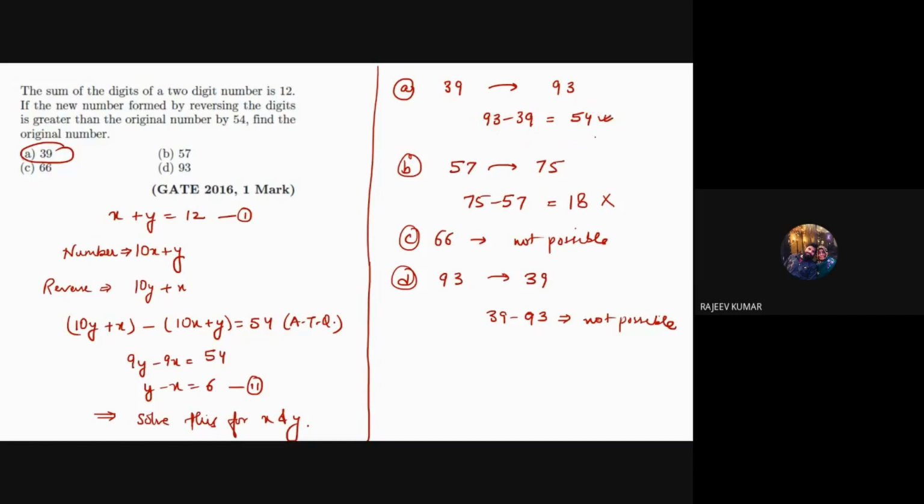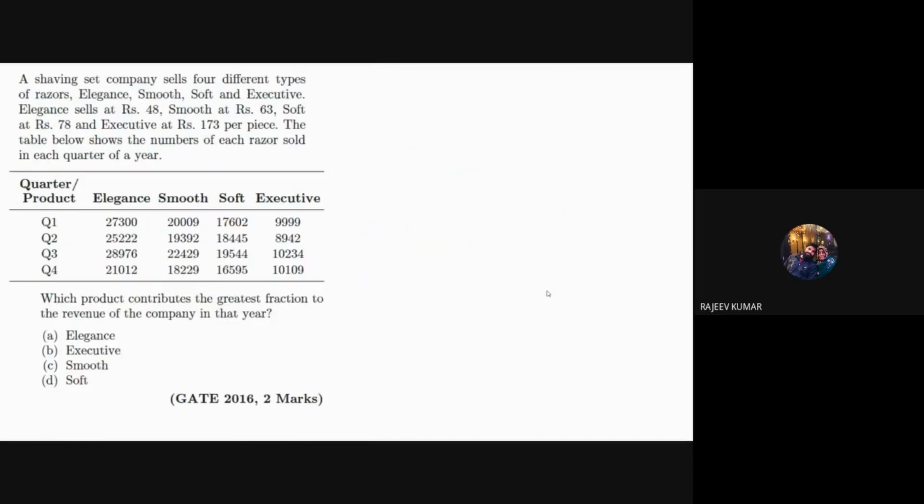Any of the approaches you can follow. क्योंकि एक मार्क का क्वेश्चन है, we can follow this kind of approach जहां पर we will be directly going to the options rather than the question. Yes, next one. Try to find this one. As in 16, a 2 marks question.